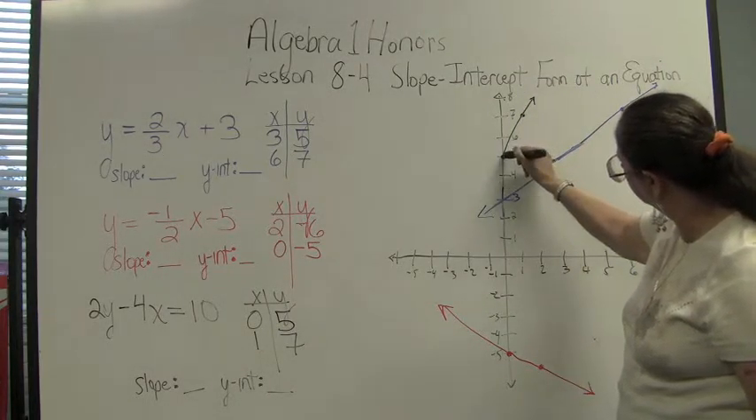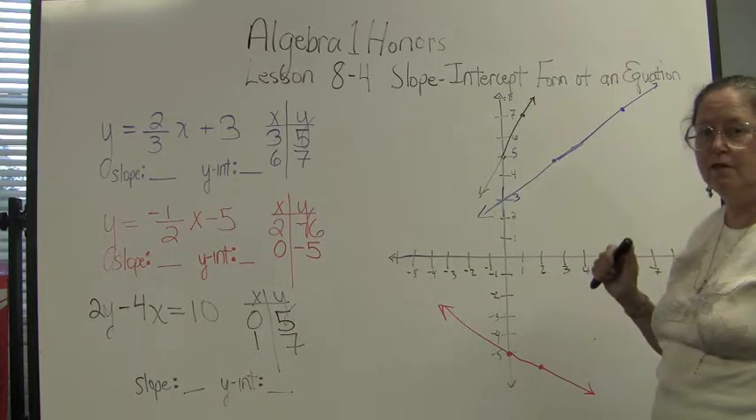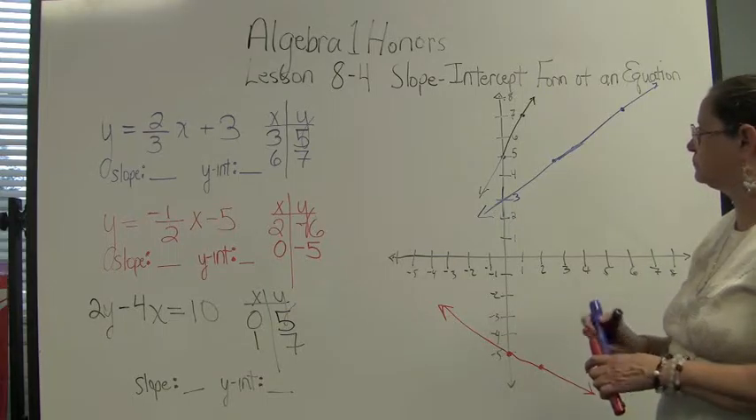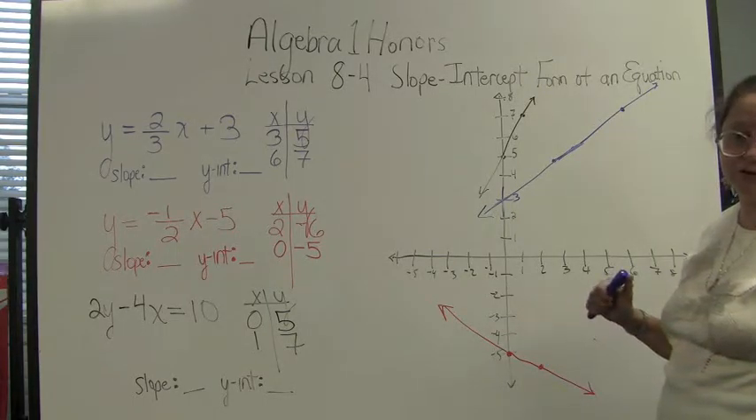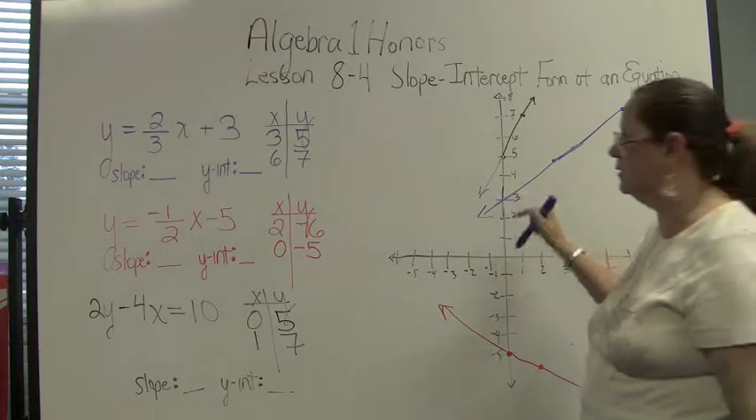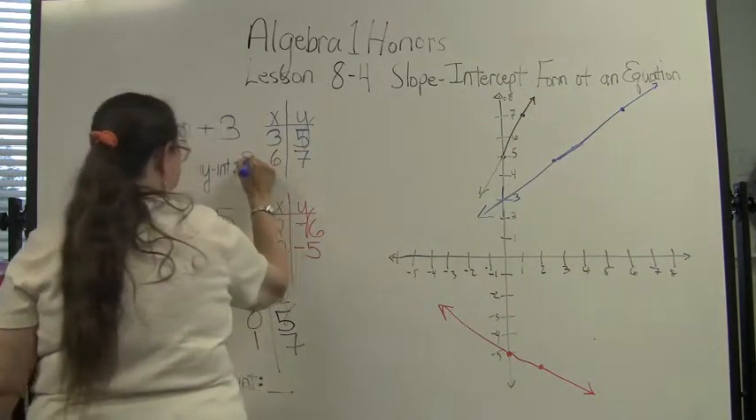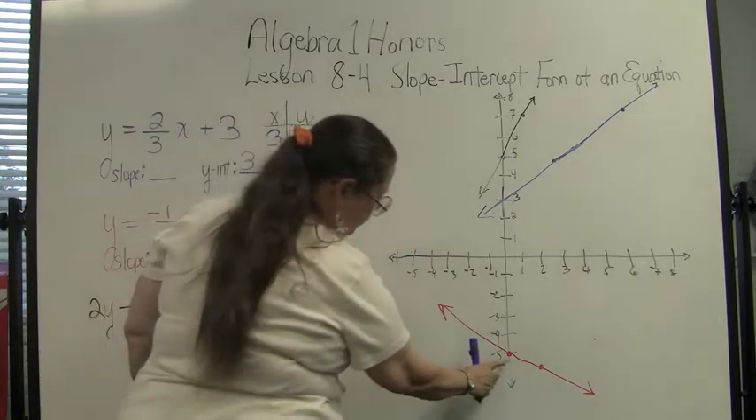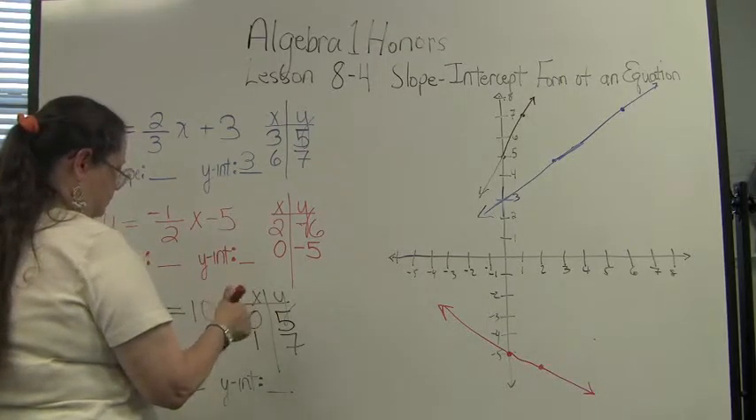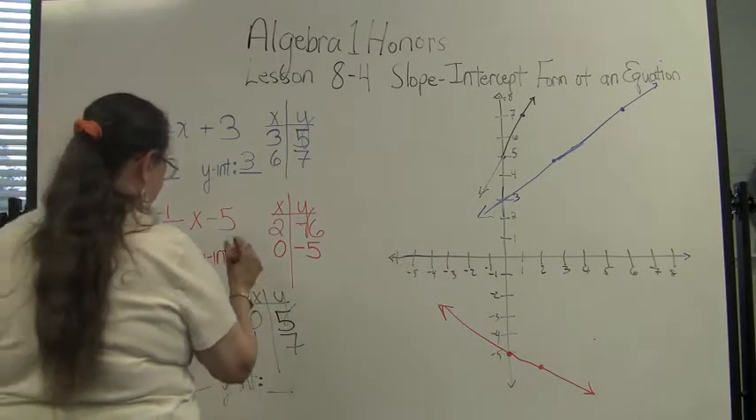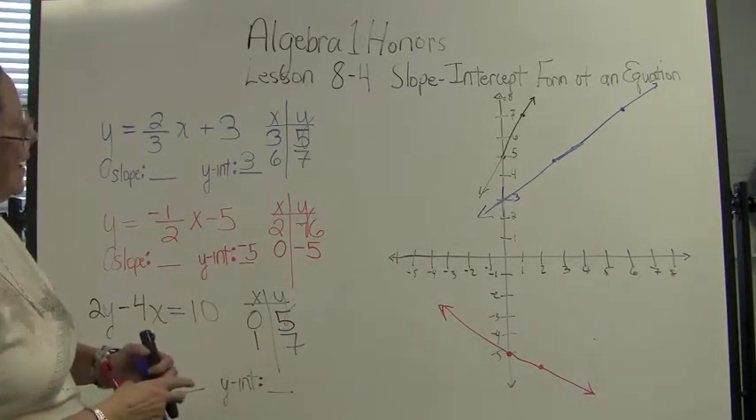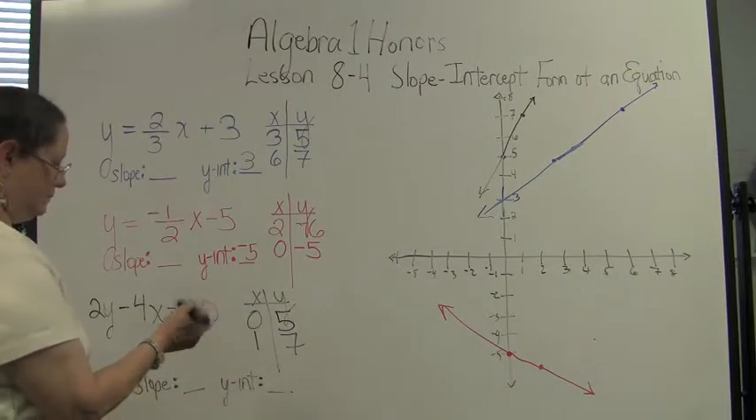All right, now let's go back and find the slope and the y-intercept for each line. Let's do the y-intercepts first because they're really pretty simple. The y-intercept for my blue line is 3. See, where does my red line cut across? Down there at -5. And how about my black line? My black line cuts across at 5.